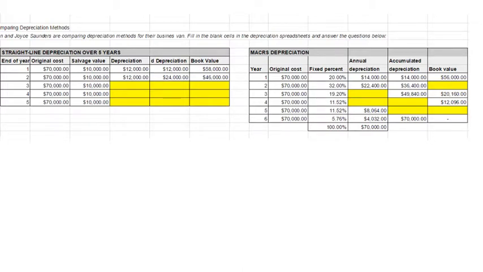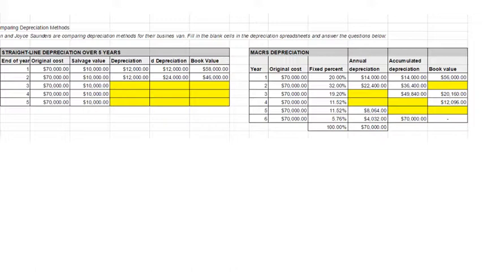Let's take a look at Business Math B Project 5A page 2. So here we are comparing depreciation methods. We've got the straight line depreciation method over 5 years, and we've also got MACRS depreciation. We're going to compare them by filling in some information into both of these tables, and then you'll answer some short answer questions after that.